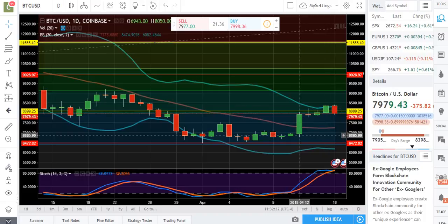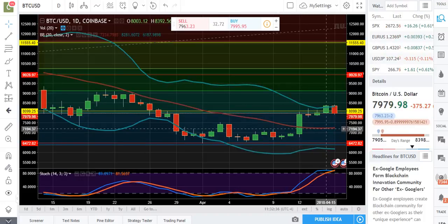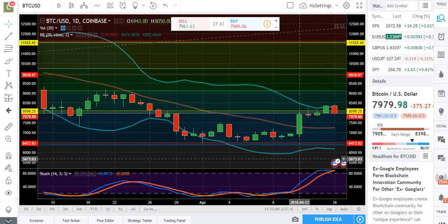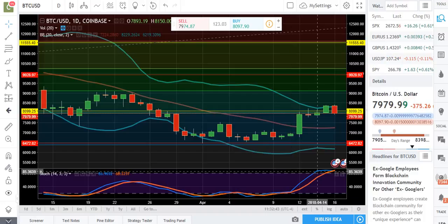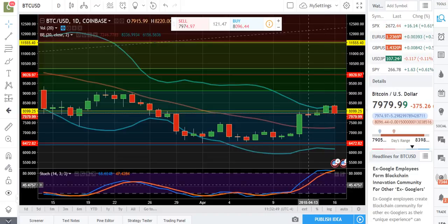And then this is the first time on a daily chart that Bitcoin has closed above this halfway point on the Bollinger Bands in quite some time. And look at this huge jump in the stochastic. Now we're in the overbought, but that's such a strong move. Definitely poised to continue to go higher.